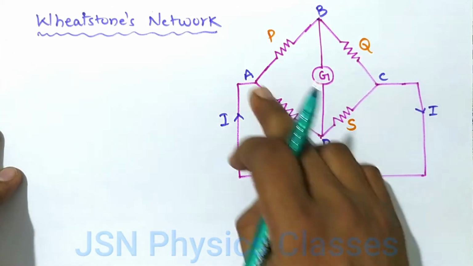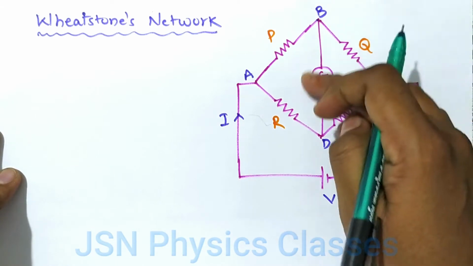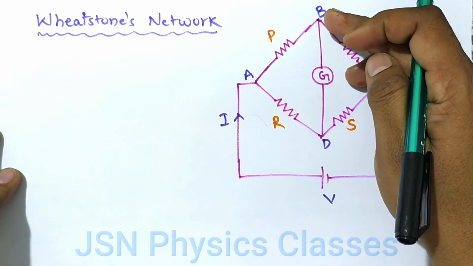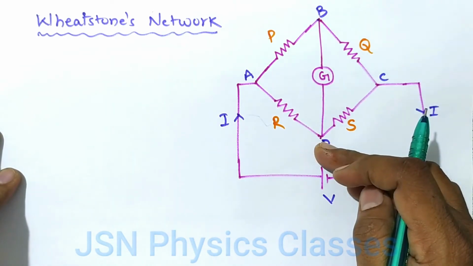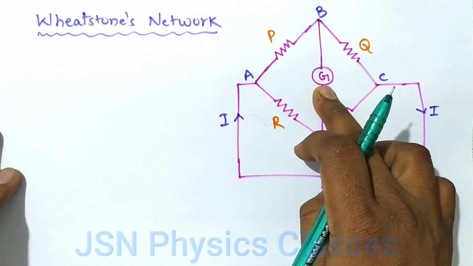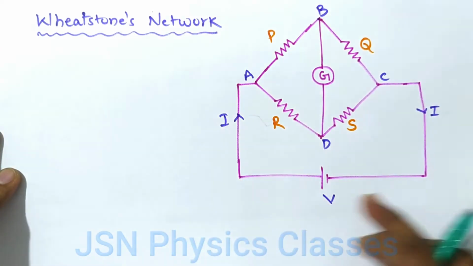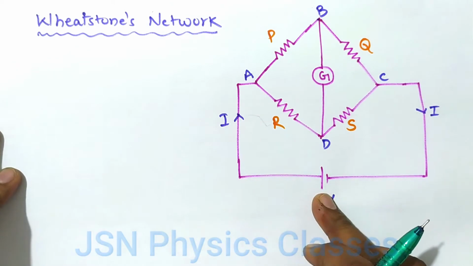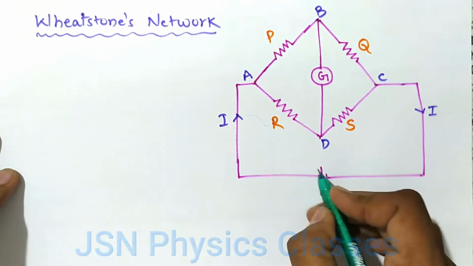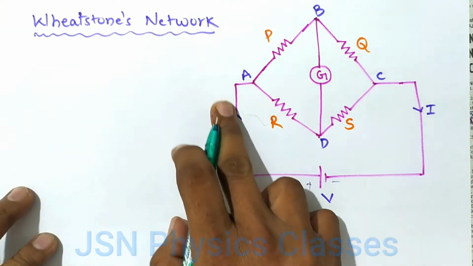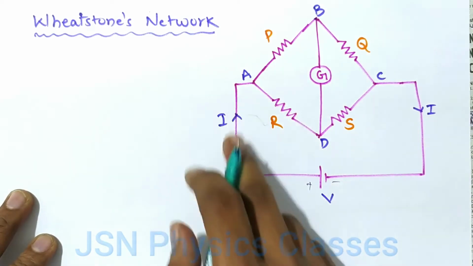PQRS are the four resistors connected like this, and one galvanometer is connected in between B and D. Okay, so here G is the galvanometer resistance, and also in between A and C I am connecting one battery. Okay, so when I connect a battery, I amount of current is passing through the network.